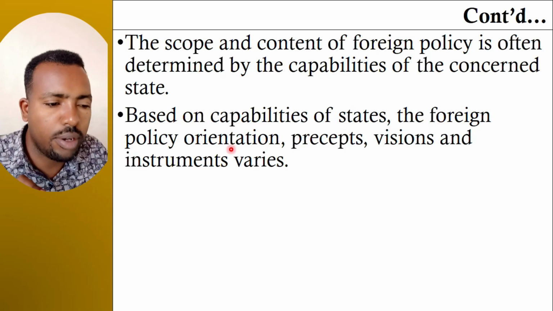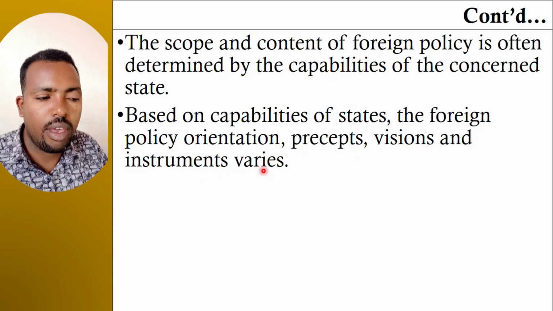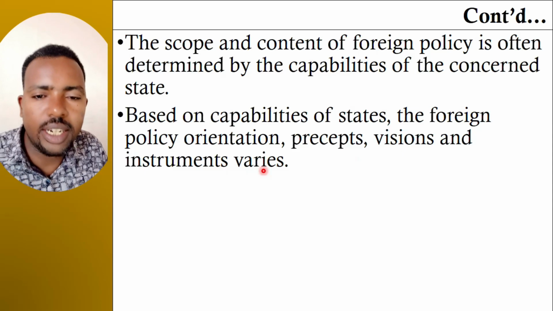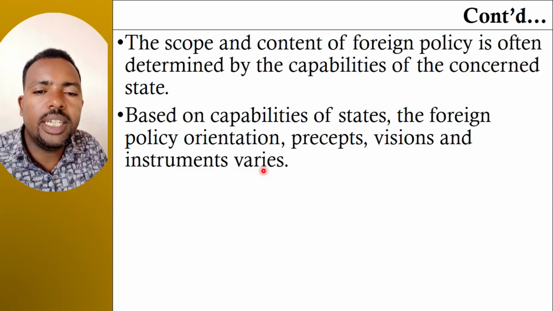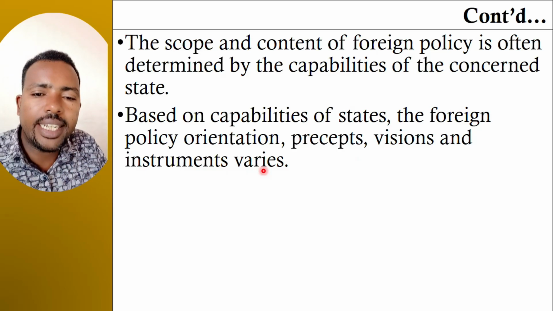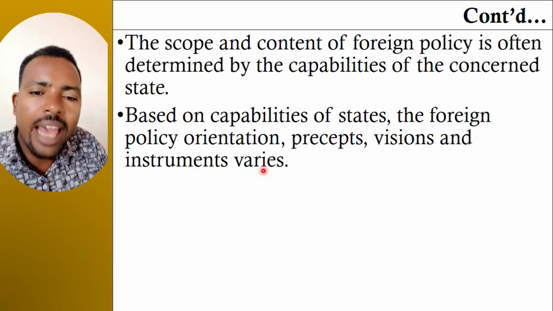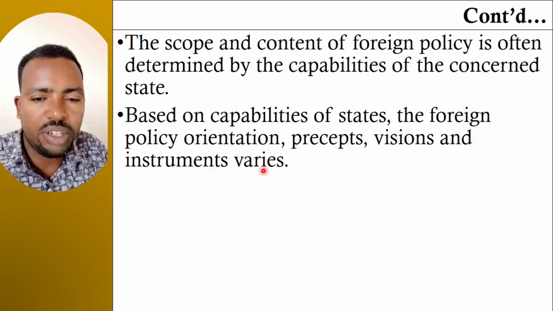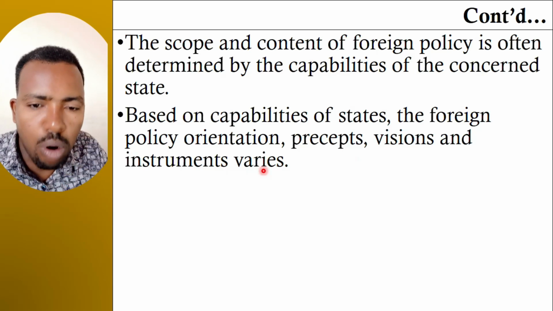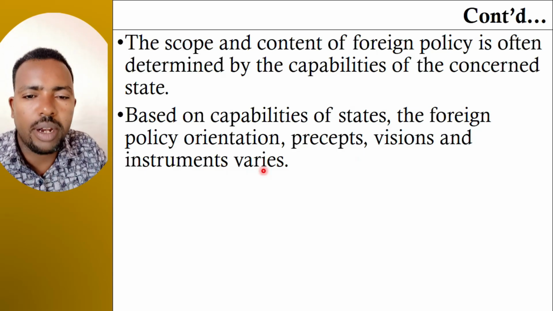Based on the capability of the state, the foreign policy orientation, precepts, visions, and instruments also vary. Capability matters the most in framing foreign policy and pursuing it in international politics. This capability determines how far the state can achieve its foreign policy objectives, and how far the state can impose its influence on other states in the international system to align themselves with its national interests, objectives, and principles. So how much the foreign policy or orientation influences precepts, principles, visions, and instruments varies based on the capacity of that particular state.